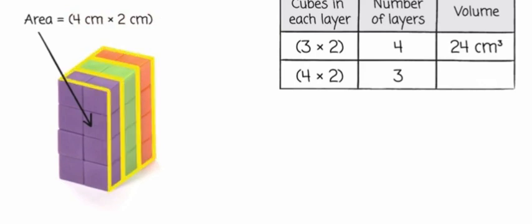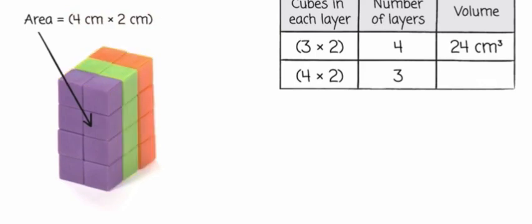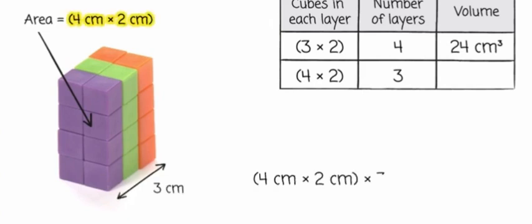And there are 3 layers behind this face. That's the same as the length of the prism, 3 centimeters. Multiply the area of the face by the length to find the volume of the prism.